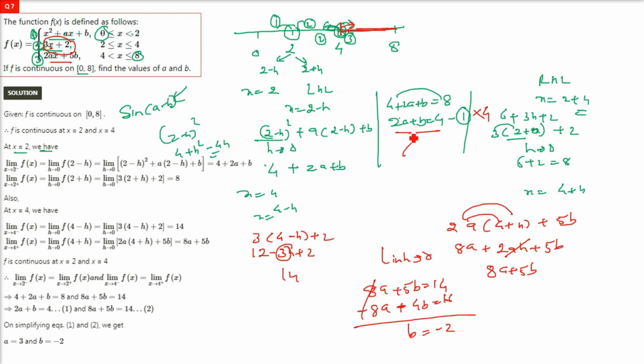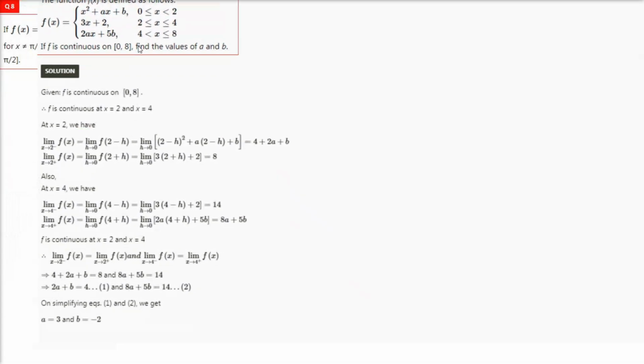Okay, put it here. This is just a linear equation. You know, a and b will be determined by this only. So 2a plus b, which is minus 2, equals 4. 2a equals 4 plus 2, that is going to be 6. So a is equal to 3, b is equal to minus 2. These are the values for this to be continuous.